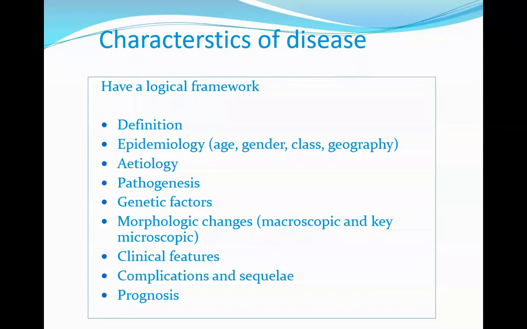Then some characteristics of the disease. We have to know the definition of the disease, for example tumor. So what is a tumor? Then epidemiology, meaning age, gender, class, and geography, which area it is common in. Then etiology, the cause. Then pathogenesis, how it develops. Genetics, which genes are taking part. Morphology, gross and microscopic, both we will see. Clinical features, how that tumor will behave. Then complications, which type of complication the tumor will produce, and prognosis: may this patient die of this cancer or not? So we will discuss all.